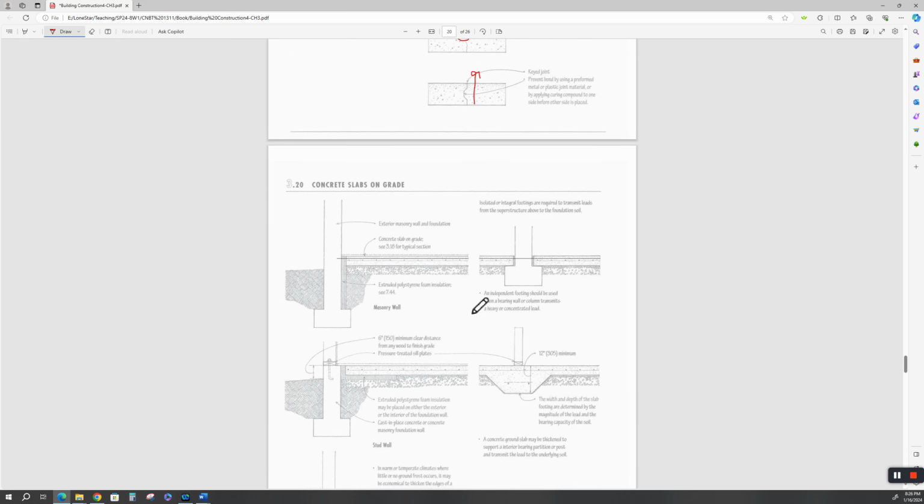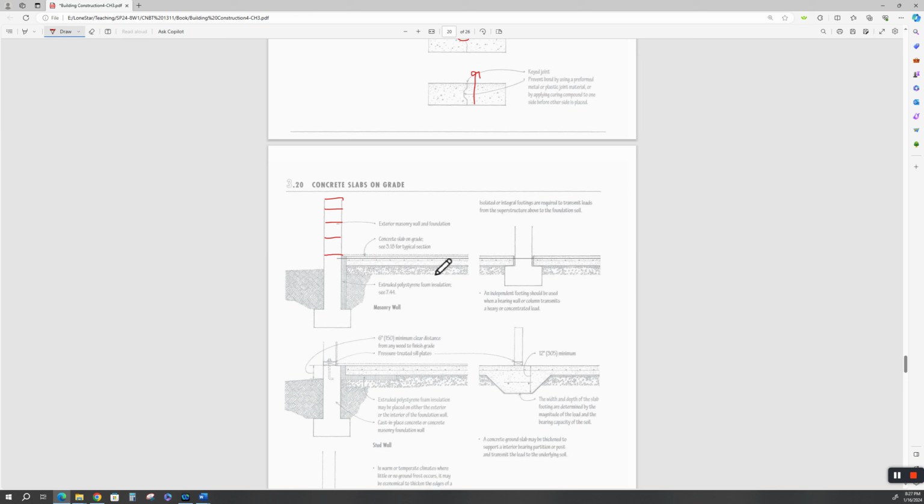Here's more details of slabs on grade. This is a masonry wall. Again, I'm not a fond of substructure masonry walls, but some people use them. Actually, this is a cast wall, and you're putting the masonry up here. I think that's what he's trying to tell you. Whether it's a single wide or it's a concrete block masonry wall.